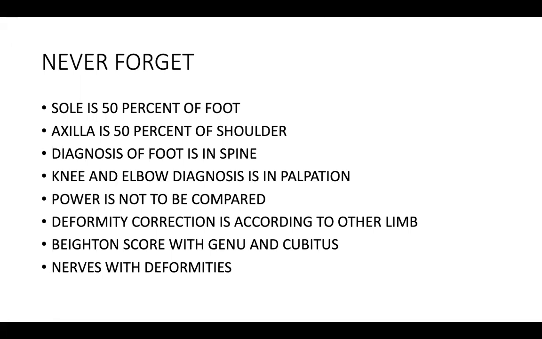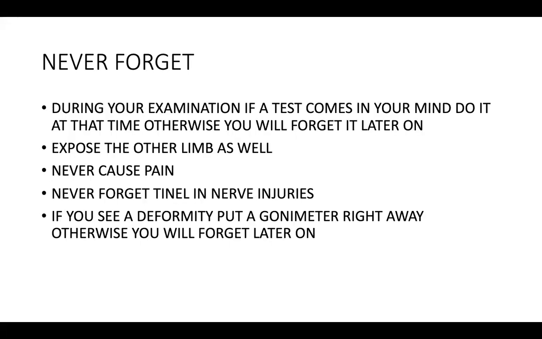No. Moving on, deformity correction is according to the other limb. So always put a goniometer on the other limb also. Same with genu varus or valgus and cubitus varus and valgus deformity. You must rule out hyperlaxity syndrome, and this goes with recurrent shoulder dislocations as well. Nerves with deformities. And never forget, during your examination, if a test comes to your mind, do it at that time, otherwise you will forget it later on.